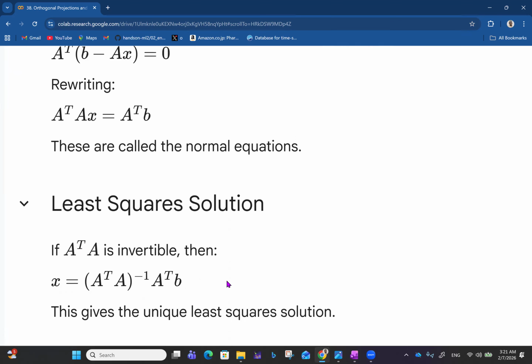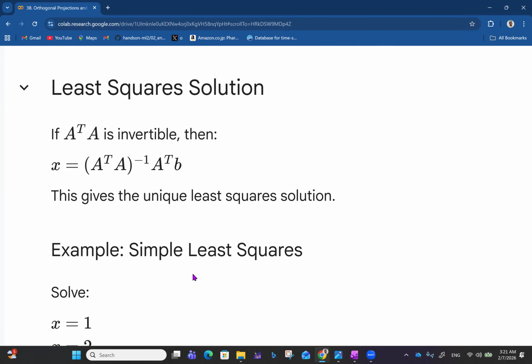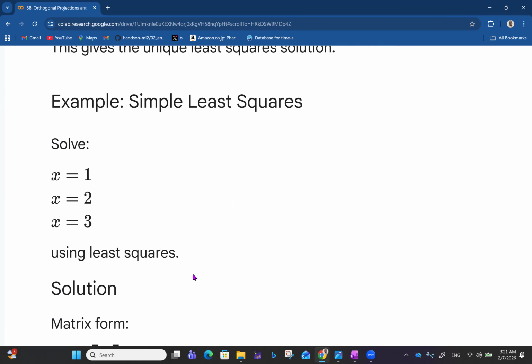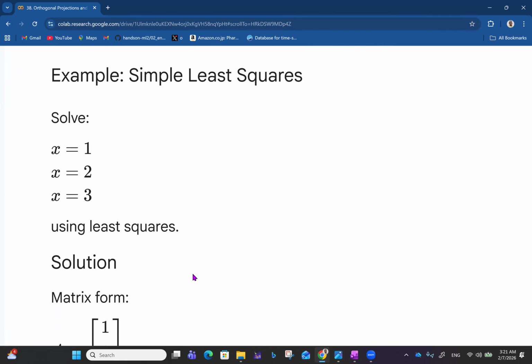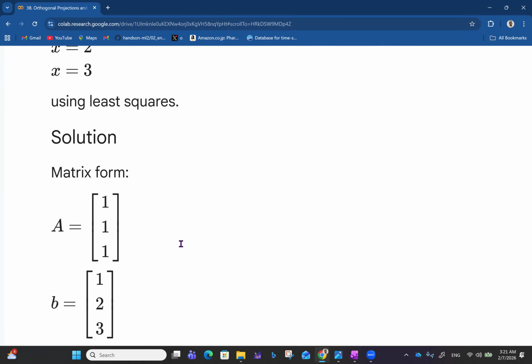So in this case, we have managed to find a way to approximate the solution to this problem that was supposed to not have a solution originally. So let's look at an example right here. Simple least squares. Imagine you want to solve x is 1, x is 2, and x is 3 using least squares. So just have a matrix. Let A be 1, 1, 1, because we already know the solution is not possible, and your B, the right hand side, is 1, 2, 3.